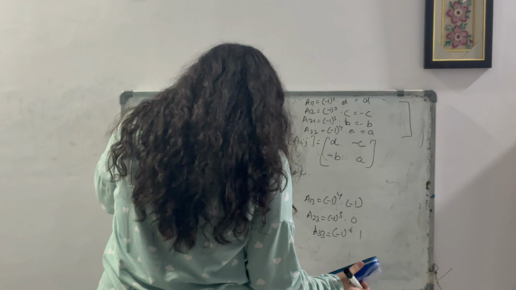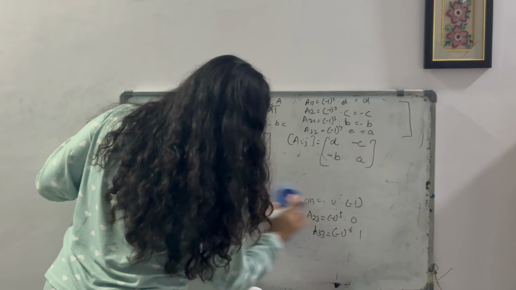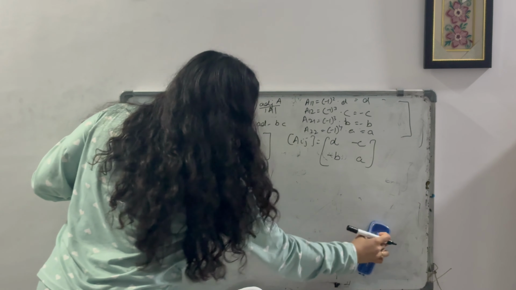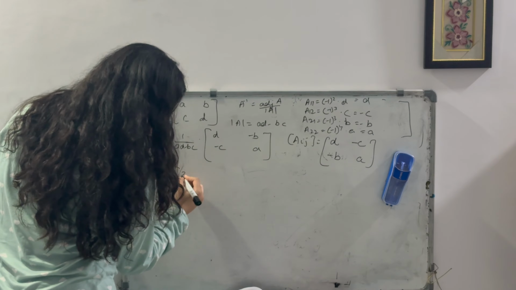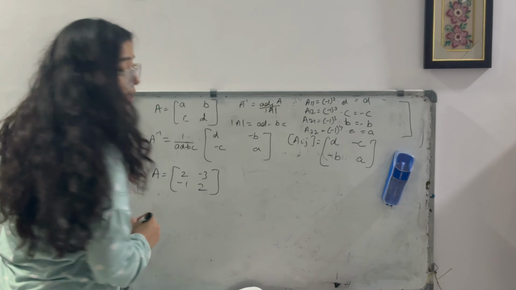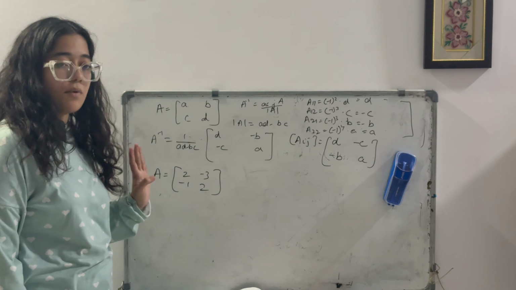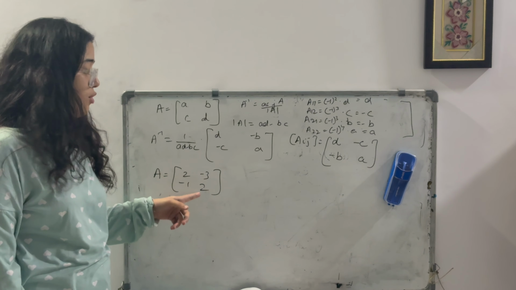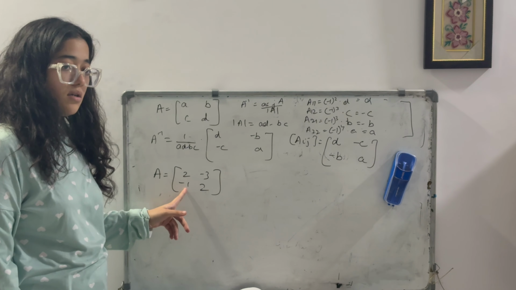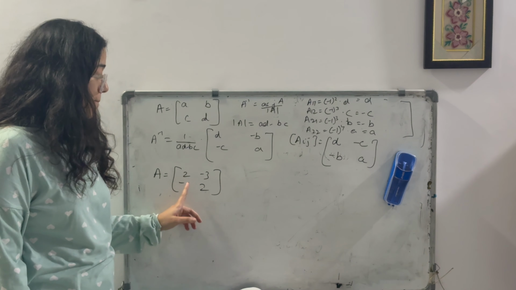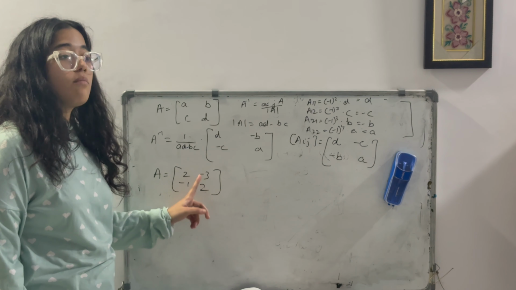So let me give you a 2 cross 2 matrix real quick. Take your minute. If I am given a matrix, say A, which looks like 2, minus 3, minus 1 and 2. Calculate the determinant quickly, how much will it be? 4 minus 3. Determinant of A will be 4 minus 3, minus into minus into minus. 4 minus 3, that is 1.